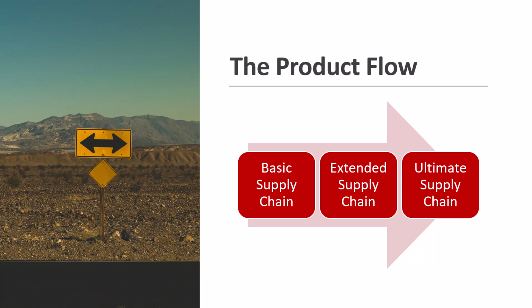Basic supply and extended supply are quite simple and linear. They essentially include a supplier, a focal firm, and a customer. However, ultimate supply chains are more complex and more like networks rather than pipelines. In addition to the same groups that basic chains have, they also include third-party firms and all other entities from the initial supplier to the end consumer.